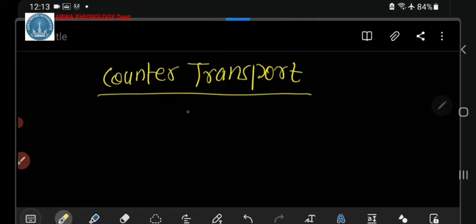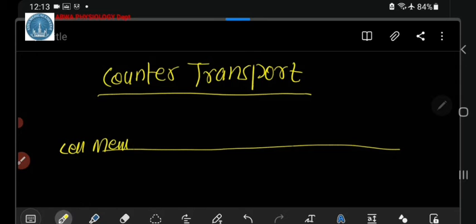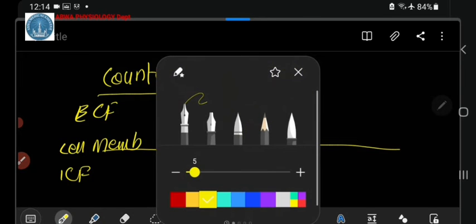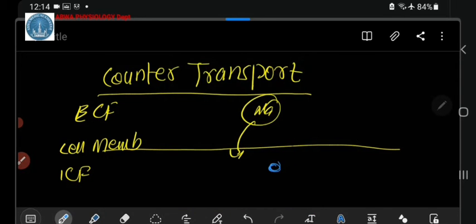Counter transport means the transport of sodium via its concentration gradient is coupled to the transport of other substances in the opposite direction. Take the same example: this is the cell membrane, this is extracellular fluid, this is intracellular fluid. If sodium wants to go inside the cell and some other ions or substances want to come outside the cell, they use a counter transport channel.